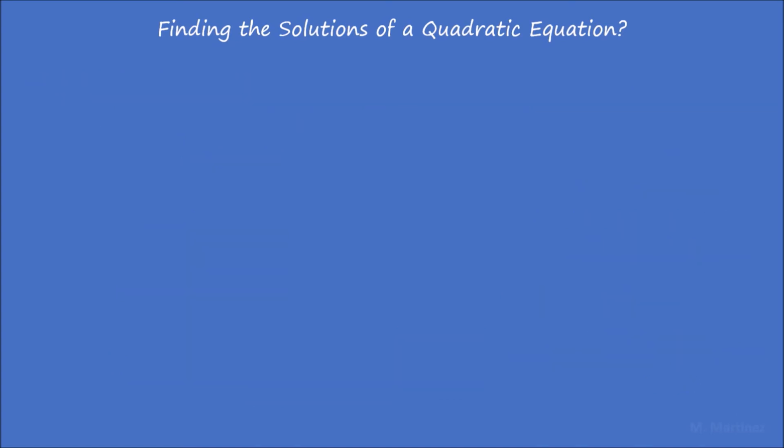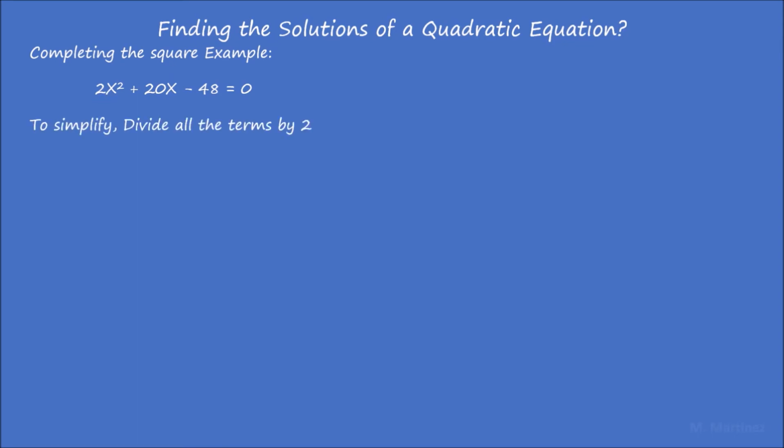Let's take a look at another example. Let's find the solution for this equation, 2x squared plus 20x minus 48 equals 0. Let's simplify the equation first by dividing all terms by the quadratic coefficient. In this equation, the quadratic coefficient is 2. By dividing all the terms by 2, it will result in x squared plus 10x minus 24 equals 0. Let's move this constant to the other side of the equation. We will now have x squared plus 10x equals 24.